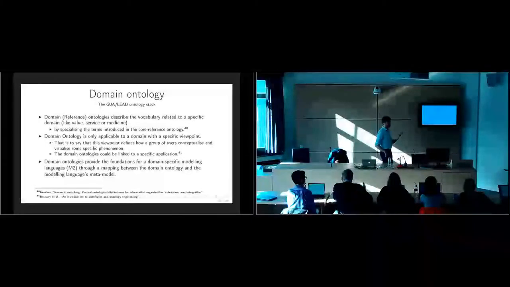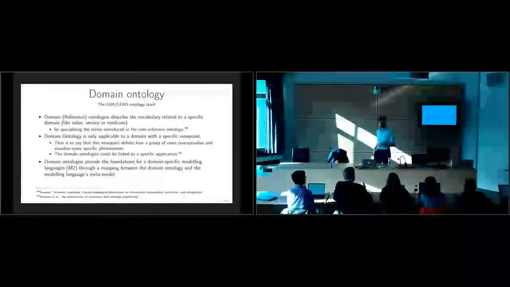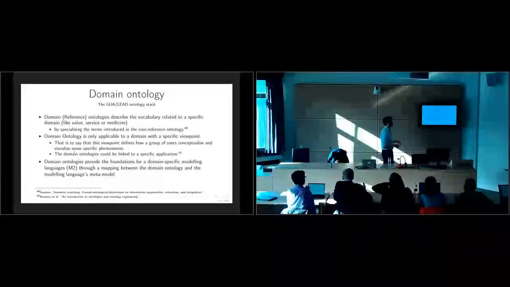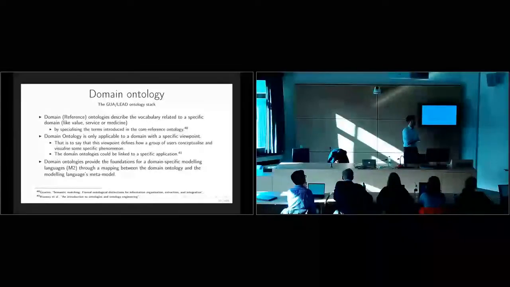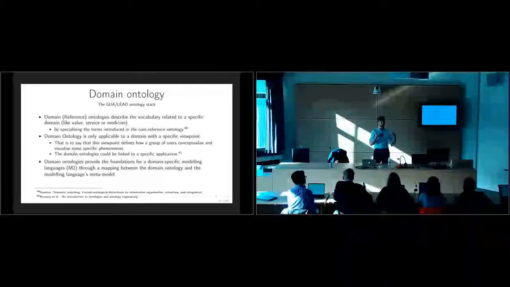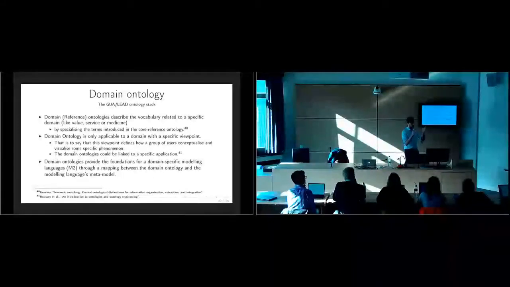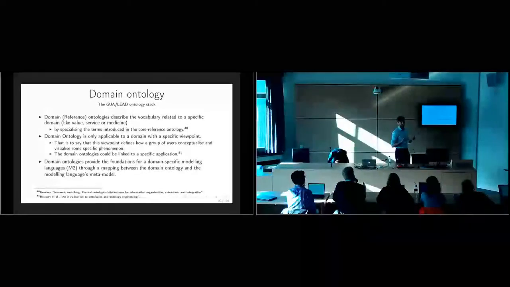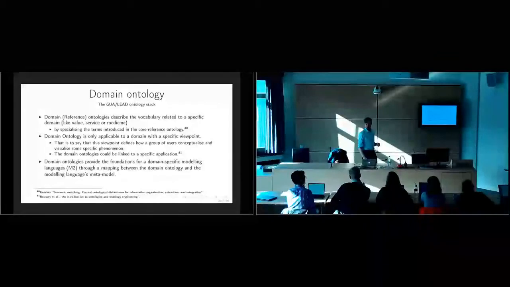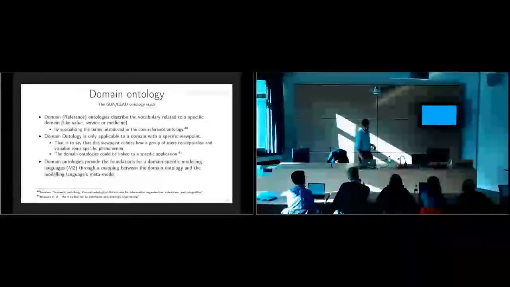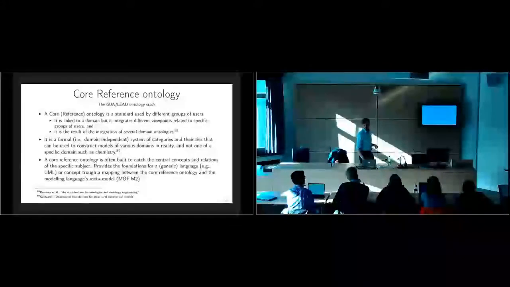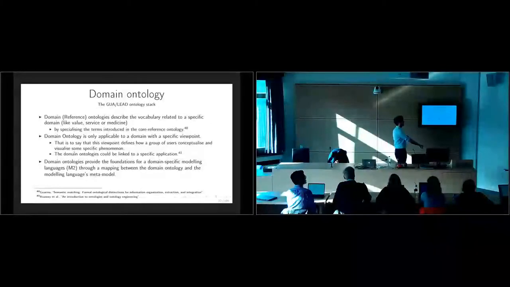But this viewpoint on reality can be different depending on your domain. So, for example, you have different medical specializations, and every type of doctor looks at the person in a different way because he has all the knowledge. So all those specializations are domains. But then, if different doctors have to talk to each other across specializations, they need a core reference ontology. Think of that as a metaphor.